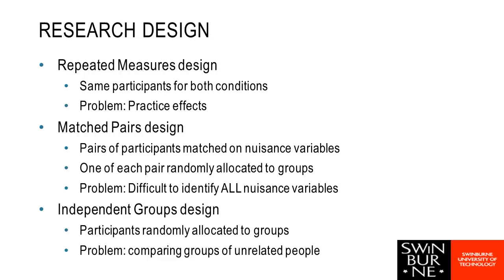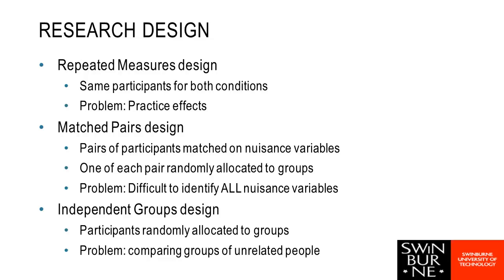This can be good for some kinds of experiments, but for this particular one, this could cause a little bit of a problem, because maybe the second time through the driving test, people are just better because they've had some practice. They've already learned some things from the first time they did it. So we need to be careful if we're using repeated measures, with all of the same people doing both levels of our independent variable, because there may be practice effects.